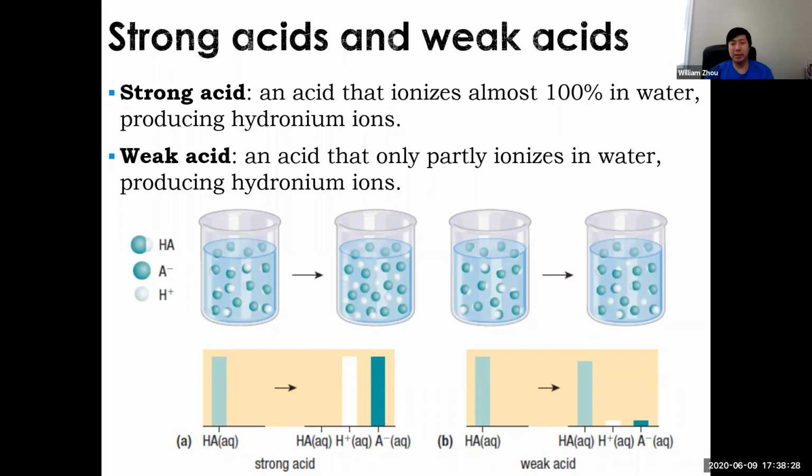Here's what strong and weak acids are not. This is a common misconception. A lot of people believe that a strong acid is an acid with a low pH, and a weak acid is an acid with a high pH. Okay, that's what a lot of people believe. That's actually wrong. Let's say you have an acid with a pH of 0.